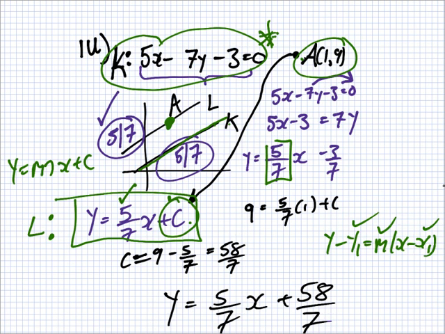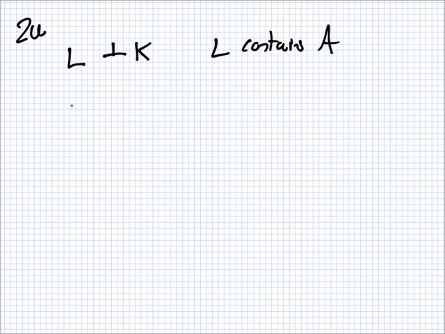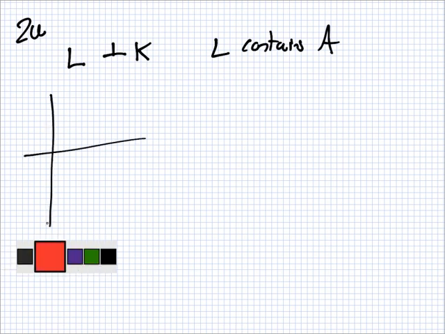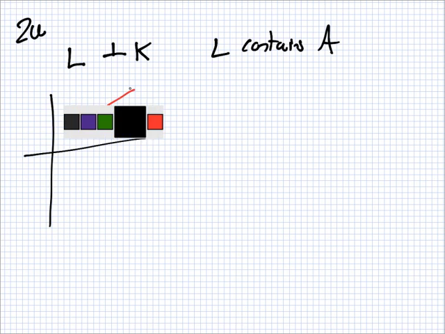Okay. Can I scroll down to 2U? Yeah, 2U. So what have we got here? The line L is perpendicular to the line K, and L contains A. Okay, so let's just draw that. What we have here is L, and L contains, so there's L.